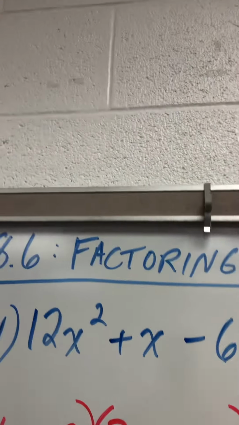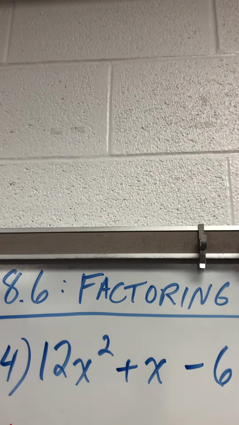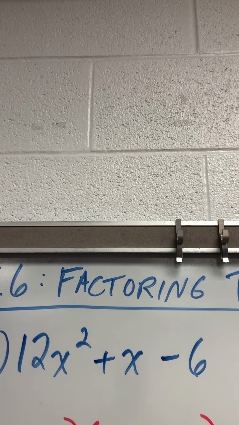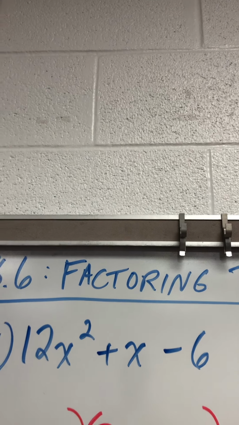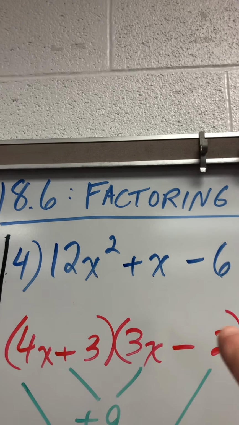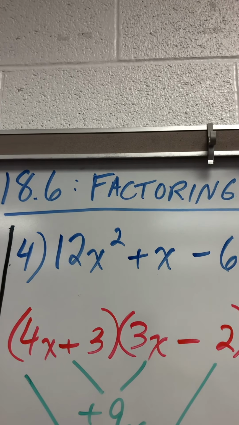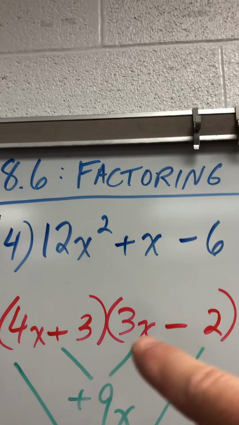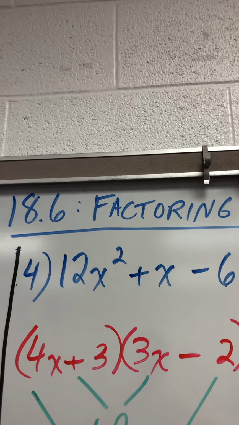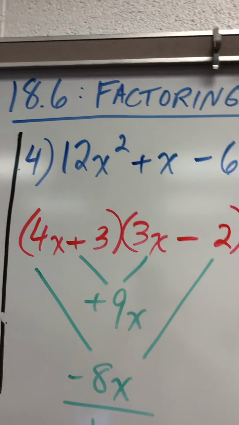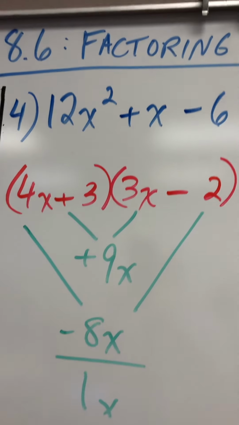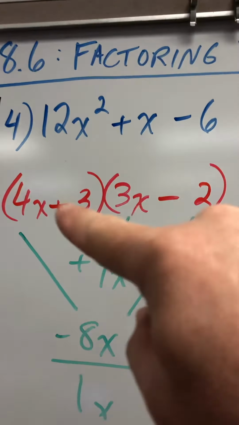What times what makes 12? 4 times 3. What times what makes negative 6? 3 times negative 2. And note that the 3 is going to go with the 4 because the 2 won't go with the 4. The 3 won't go with the 3 because those are the same number. That just won't happen. So let's see if we're right. 4 times negative 2 is negative 8. 3 times 3 is positive 9. Oh, gives me positive 1. Ding! That's my answer.